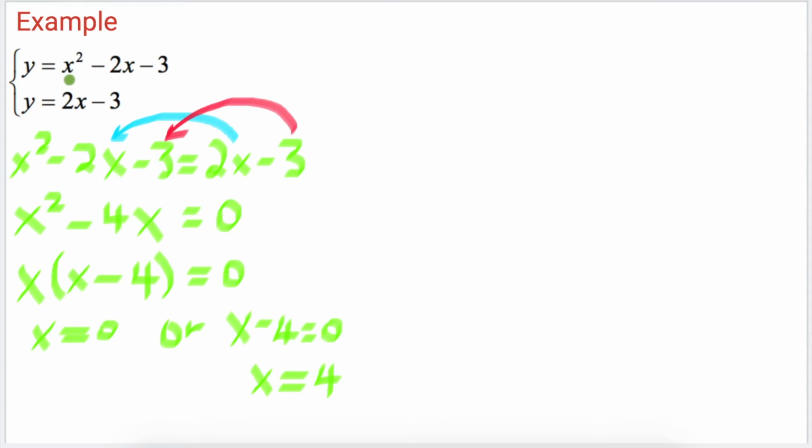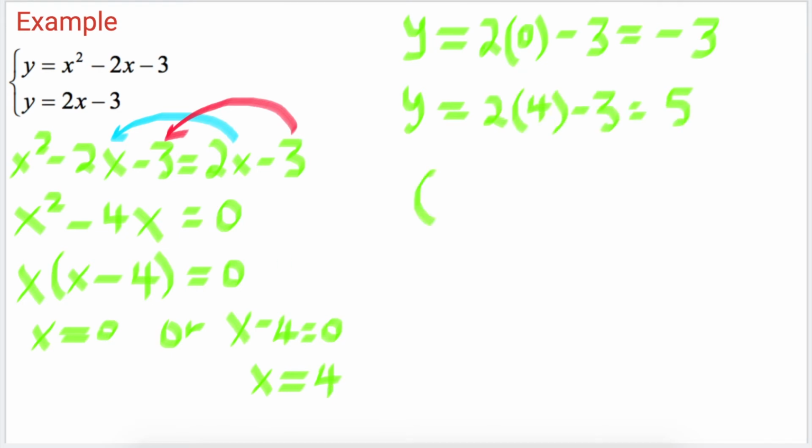To get the y values, I'm going to use this linear equation because it's simpler to work with. I'm going to substitute x with 0 and it's going to be y equals 2 times 0 minus 3. The 0 comes from the first solution that I got here. 2 times 0 is 0, 0 minus 3 is negative 3. And then I'm going to repeat this process, but I'm going to use x equals 4 to find the second point. So 2 times 4 minus 3 equals positive 5. These two equations cross each other at (0, negative 3) and (4, positive 5). And those are the solutions for this system.